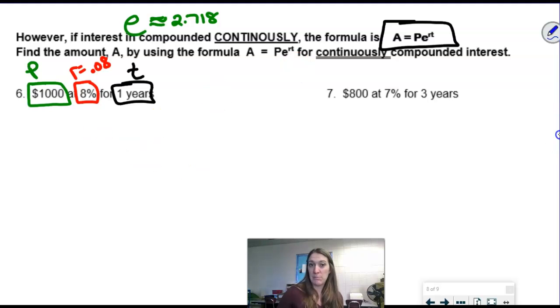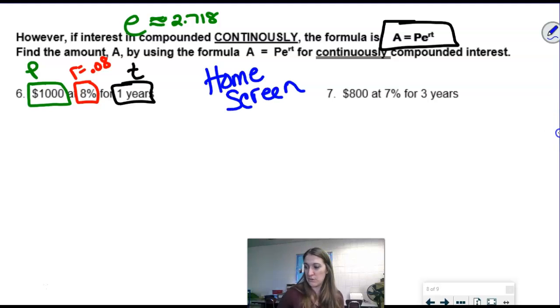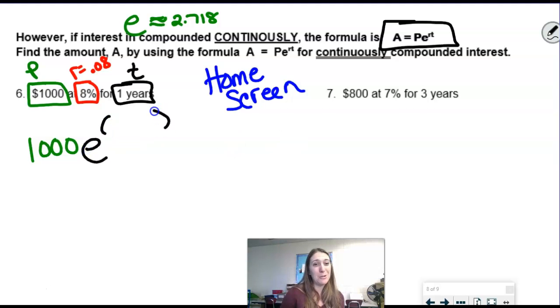So because we know time, these problems will be in the home screen. We don't need to use the y equals on these questions. And in the home screen, we're going to type 1,000. I'll show you where to get the e in a second, but we're going to multiply it by the number e. And then up in the exponent, which again, you don't need parentheses if you're on a newer calculator, you're going to raise it to the 0.08 times 1 power.